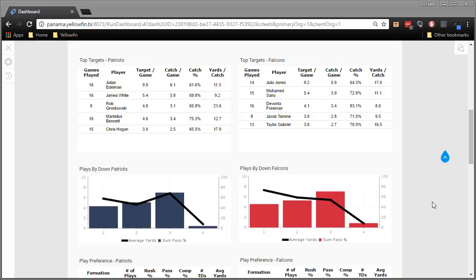Okay, so what you're showing me now is my horizontal axis. This is a combination chart, one of the many chart types available in Yellowfin. Very easy to see two dissimilar data points. So this is by quarter, right? That's my horizontal. Yes, by down. First down, second down, third down, fourth down. And then what's the line? Average yards. That's the average yards on that down.